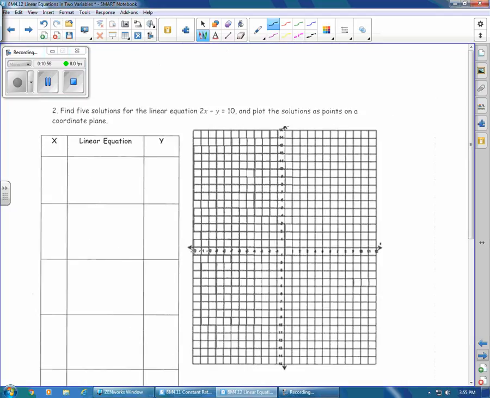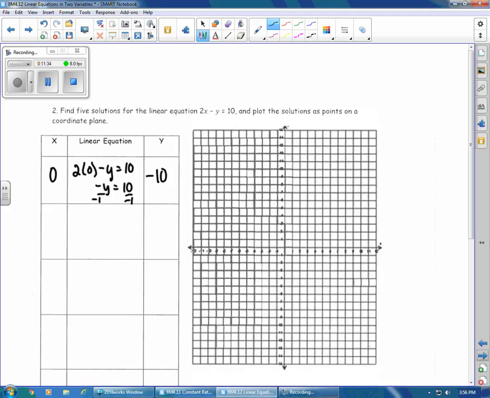Okay. Find 5 solutions for the linear equation 2x minus y equals 10, and then plot the solutions as points on the coordinate plane. So I'm going to do my standard. I'm going to set x equal to 0 to start off. So 2 times 0 minus y equals 10. So then I'm going to have minus y equals 10. But I don't really want negative y. I want positive y. So I'll divide both sides by negative 1. And I'll have y equals positive 10, or I'm sorry, negative 10.